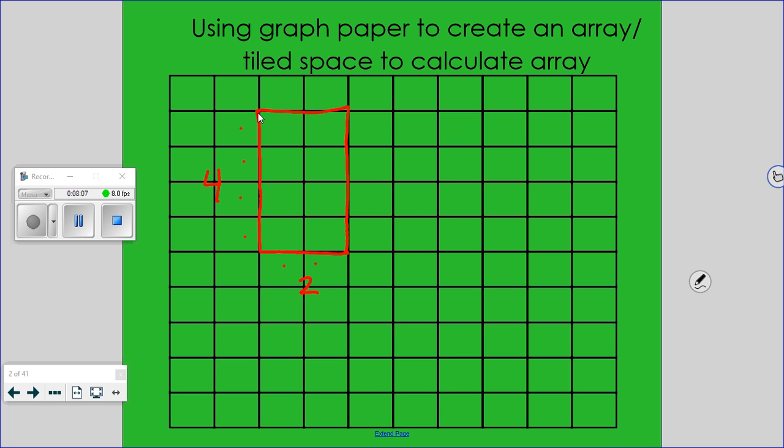Okay? I have a 4 by 2 area. It's 4 boxes long, 2 boxes wide. How could I figure out the total area inside that shape? Chloe, how could I figure it out?